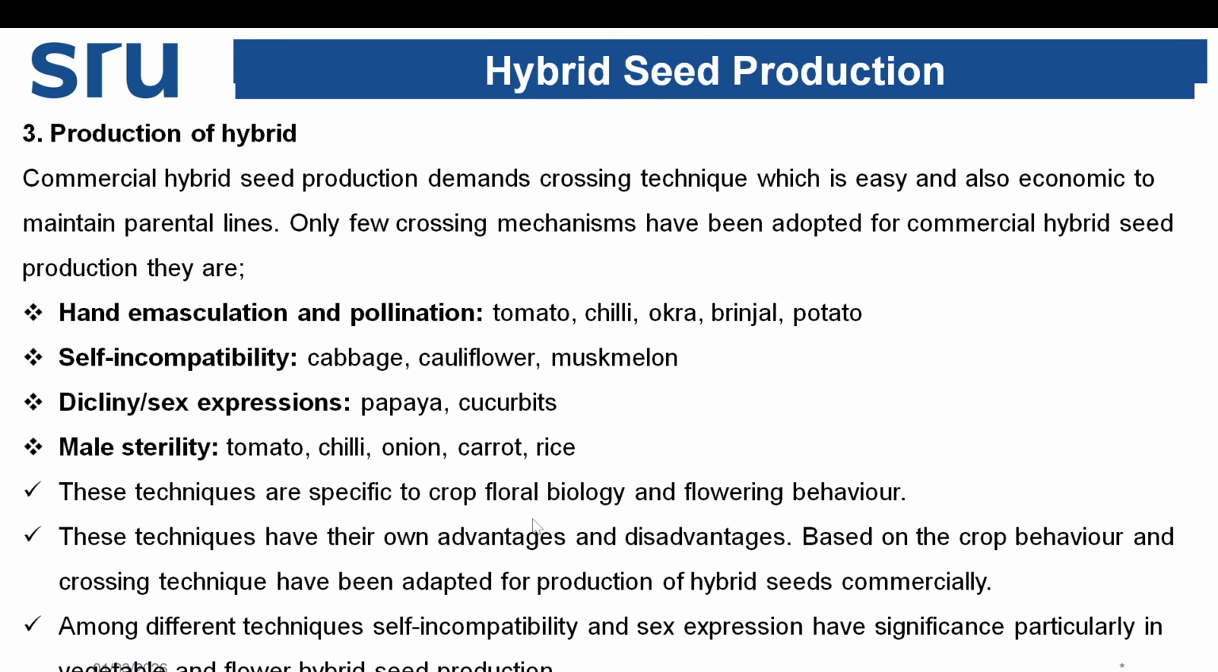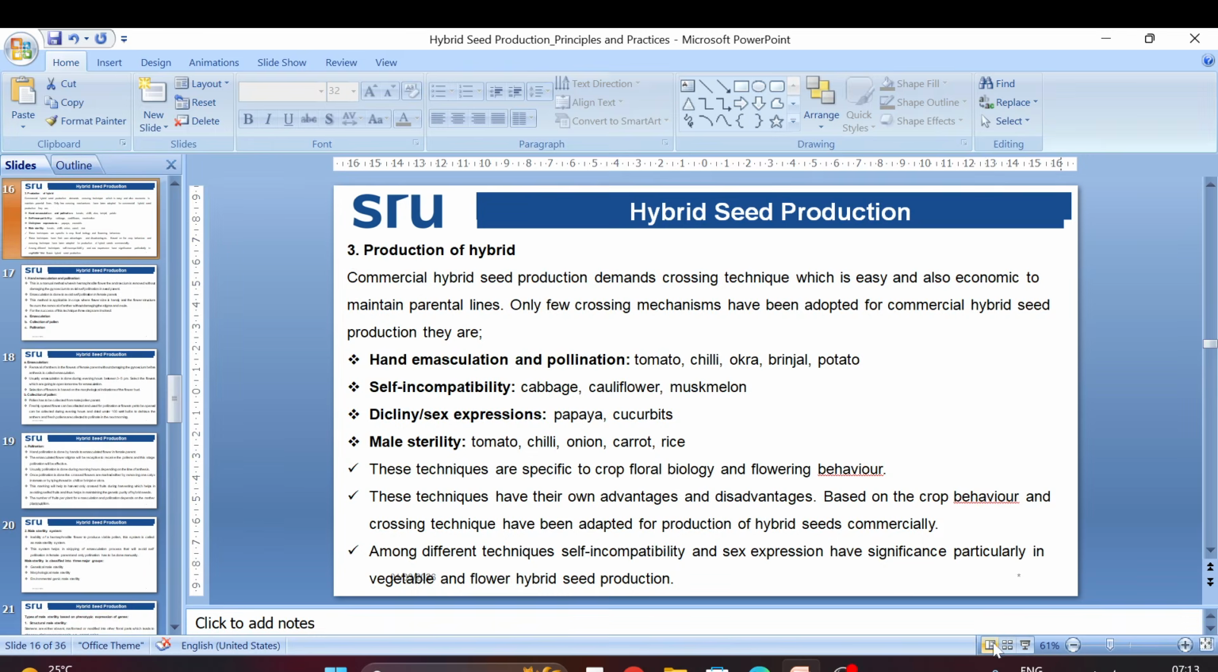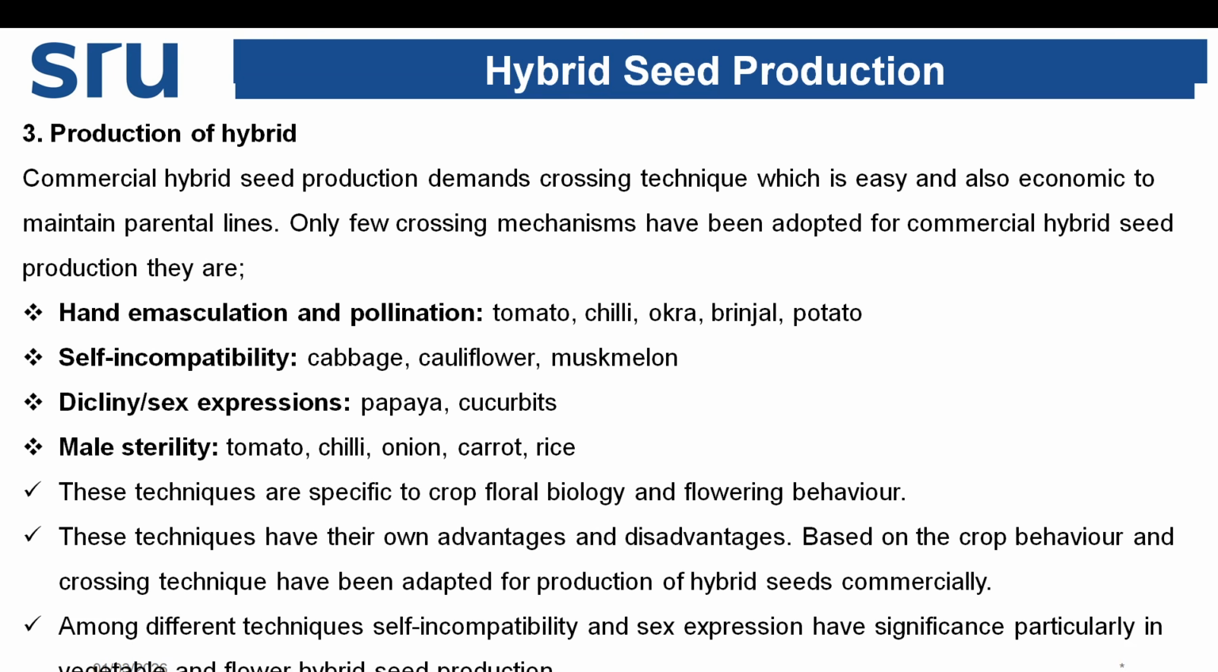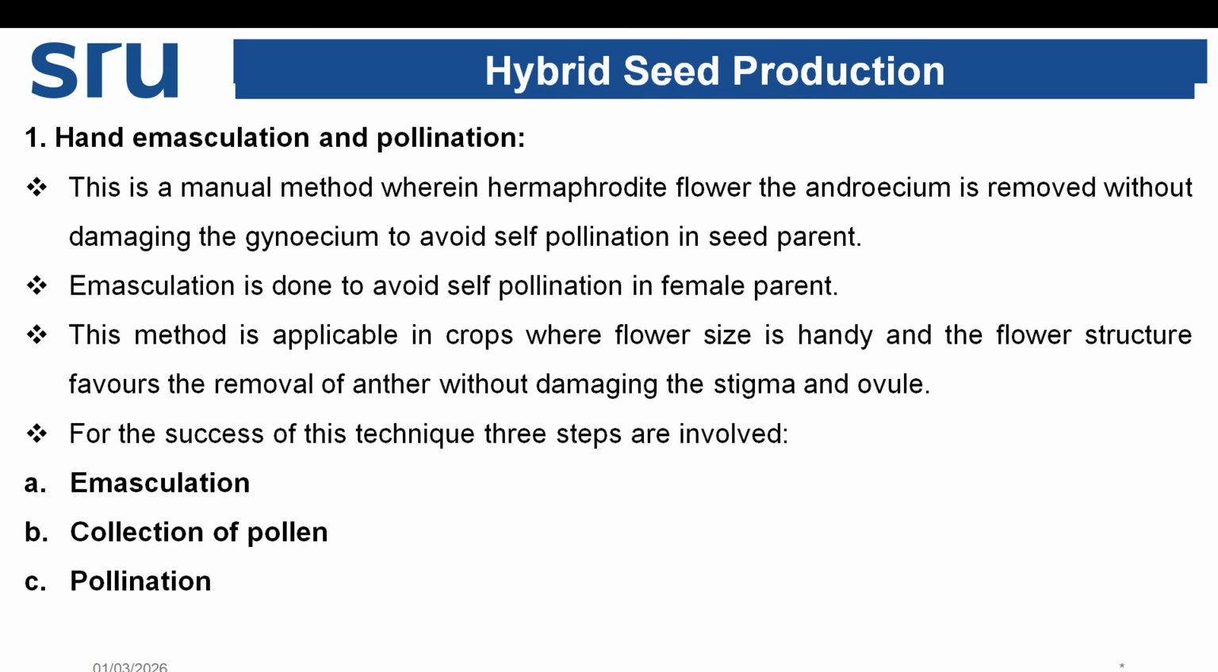So these techniques are specific to crop floral biology and flowering behavior. These techniques have their own advantages and disadvantages. So based on the crop behavior, a crossing technique has been adapted for commercial production of hybrid seeds. Among these different techniques, self-incompatibility and sex expression have significance, particularly in vegetable and flower hybrid seed production. So we will see one by one.